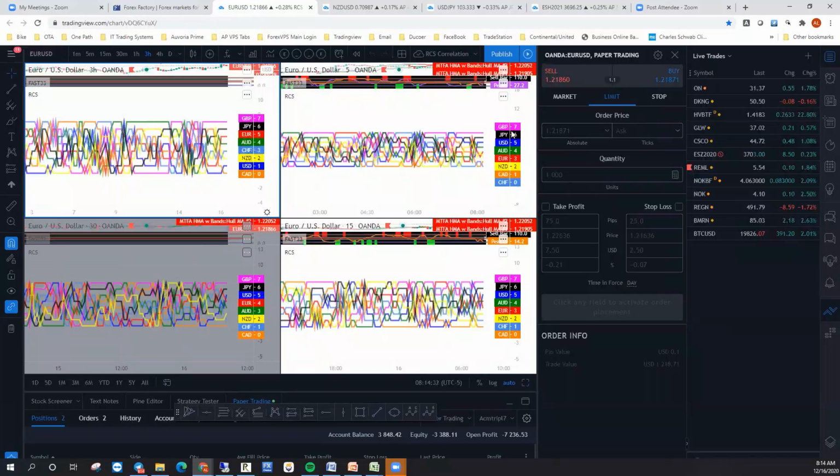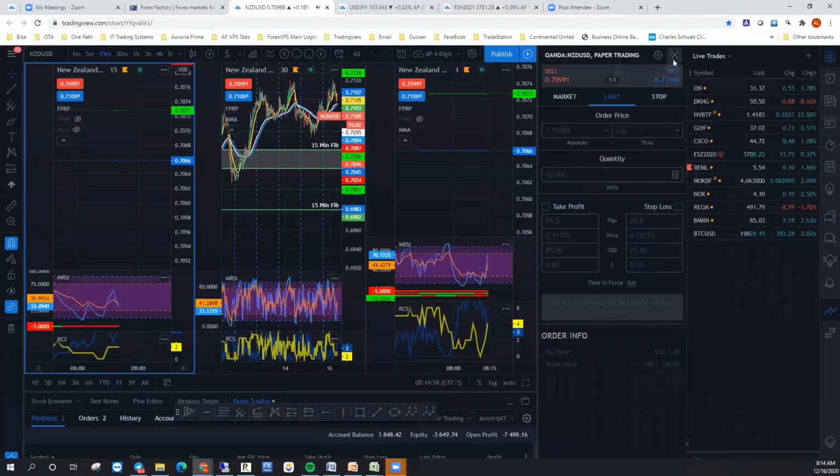So let's see where the US CAD is. The CAD and the US are right here. They're both pretty weak on the 3-hour chart. The US is stronger than the CAD on the 30-minute. The US is stronger than the CAD on the 15. So just by looking at this, we're going to be trading probably to the strength of the US dollar. Get this one out of the way, and I'll come over here and find the US CAD.